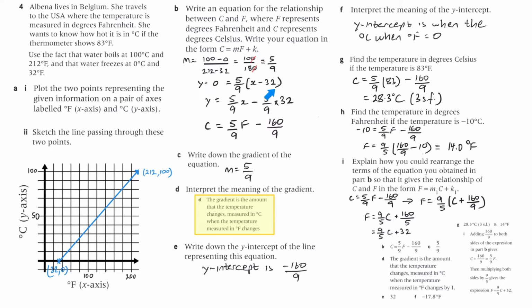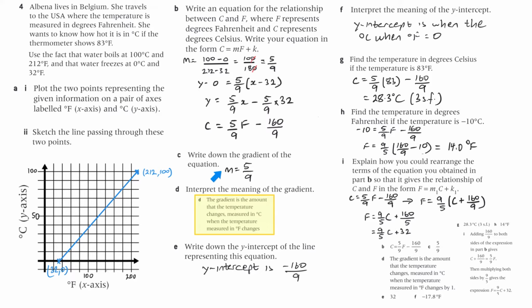Put it into the point slope form. We have 1 point. We'll just choose one of them. Let's choose this one, easy point to choose. y minus 0, y minus y1, y minus 0 equals 5 over 9, that's our m, times x minus x1, and that would be 32. So y equals 5 on 9 x minus 5 on 9 times 32, which is C equals 5 on 9 F minus 160 on 9.